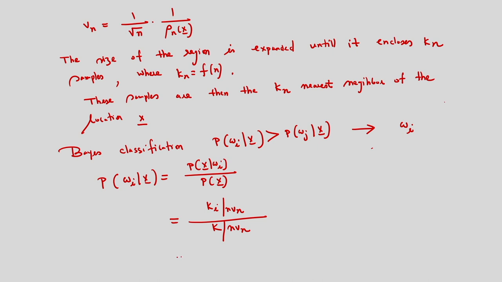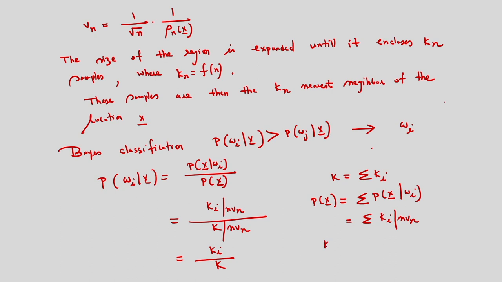So, that is equal to k_i divided by k. This k is nothing but the summation of all the k_i's. So, this evidence p(x) is nothing but the summation of probability of x given omega_i, which is nothing but the summation of k_i divided by n v_n. So, this k_i represents the training samples, or these are the samples corresponding to the class omega_i.